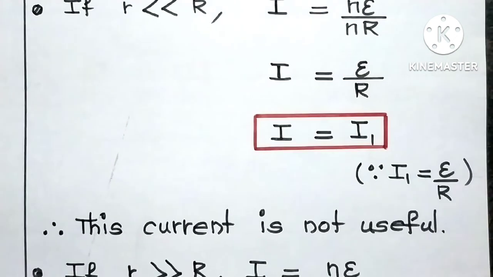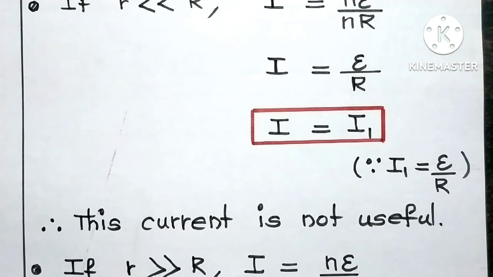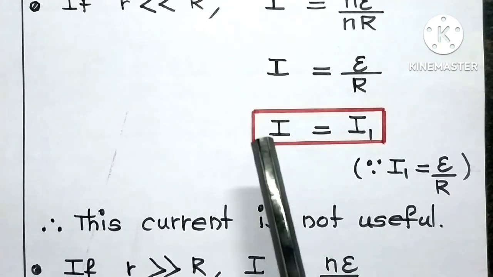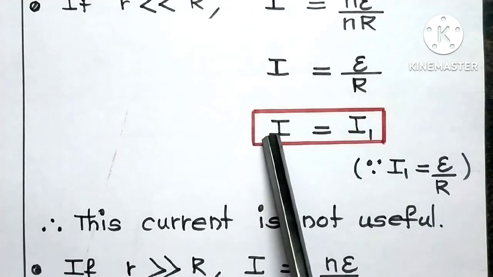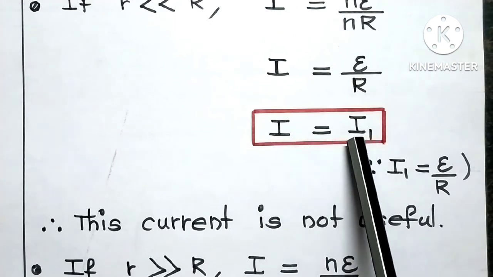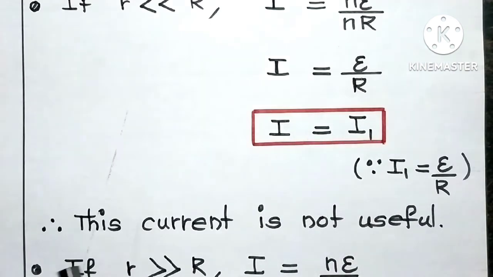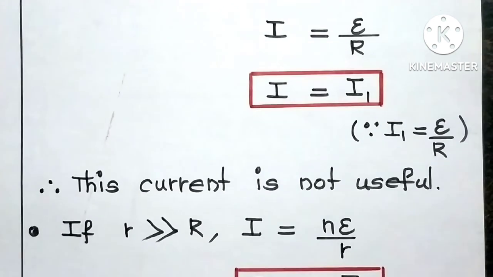This current is not useful. Though there are many cells connected in this connection, the total current is equal to the current produced by a single cell only. Therefore, this current is not useful. Then what about the next condition?